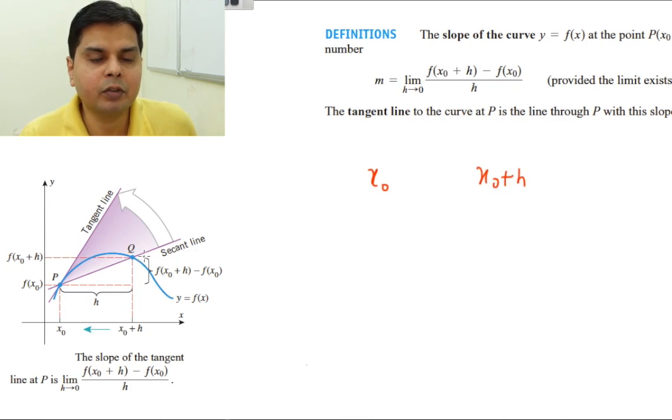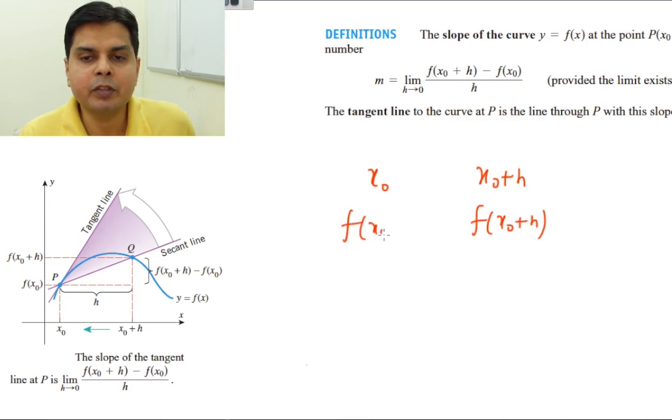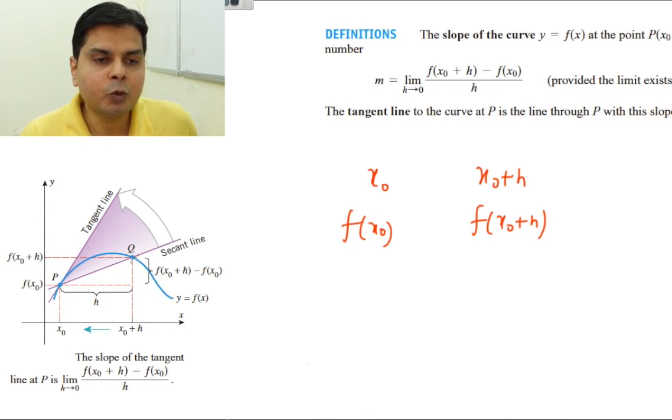What will be the x coordinate of this point q? It will become x naught plus h. What will be the value of this function at q? It will be f of x naught plus h, and the value of the function at p is f of x naught. When I join these 2 points p and q, I will get a secant. This line is called a secant.